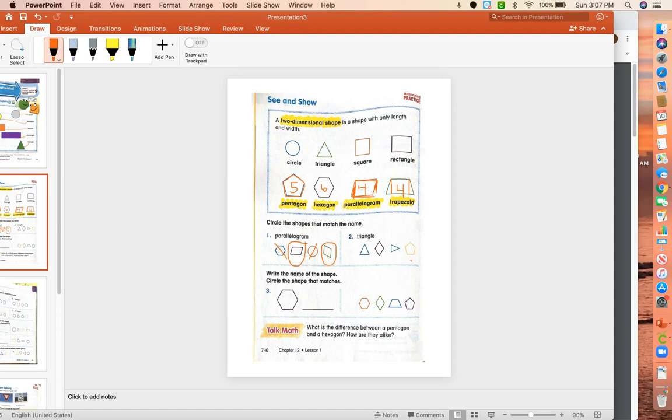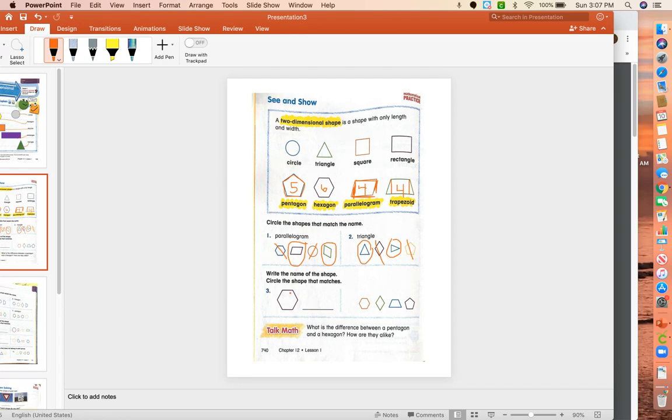Number 2, it says triangle. I want you to circle the triangle while I circle the triangles. These 2 are not. That's a parallelogram, and this one is a pentagon.